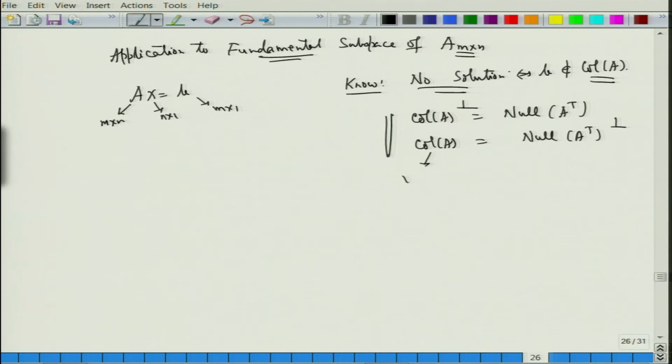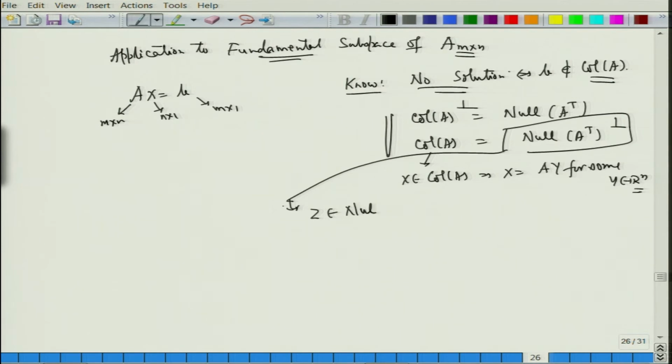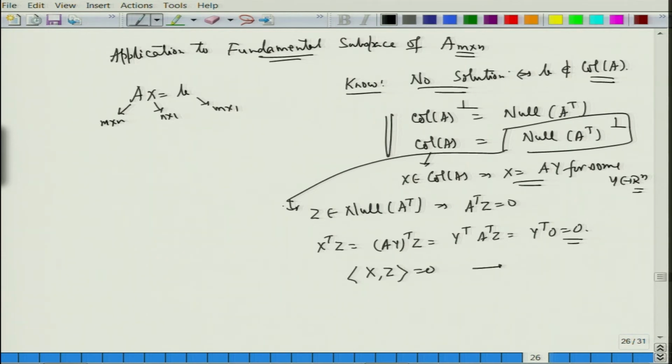Recall here that if we take any x belonging to the column space of A, this will imply that x is equal to A times y for some y belonging to R^n. If I take any z belonging to the null space of A transpose, not the perp, this will imply that A transpose z is 0. Now let us look at what happens to x and z. So I want to look at x transpose z. x transpose z is (Ay) transpose z, which is y transpose A transpose z, which is y transpose 0, which is 0. So what we are saying is that x and z are perpendicular with the standard inner product, since I am looking at R^n and A of size M cross N, we are looking at only the standard inner product.